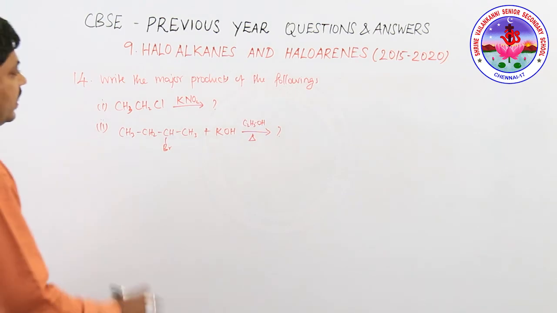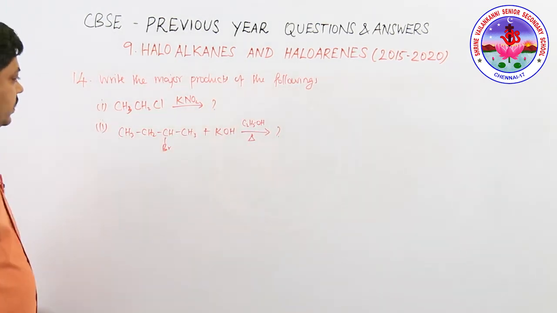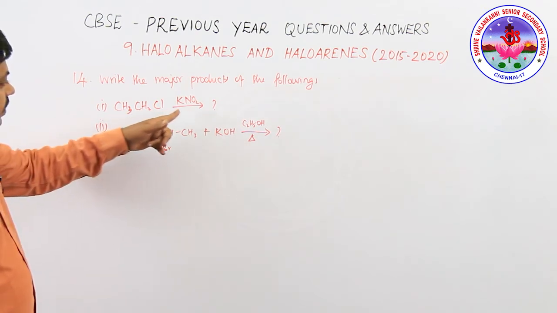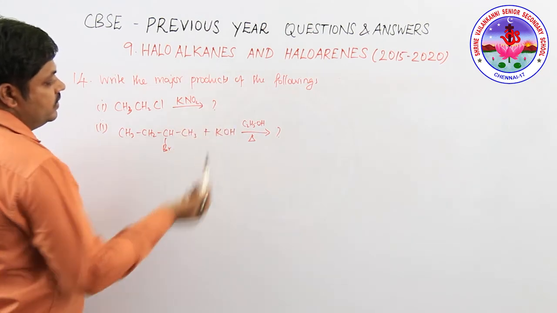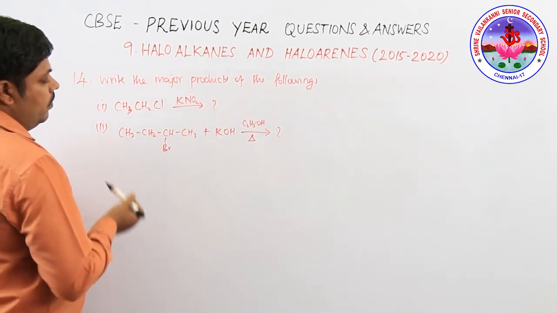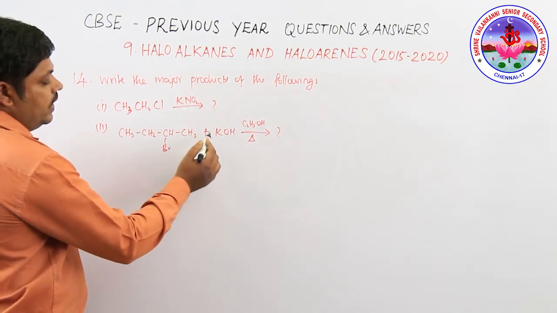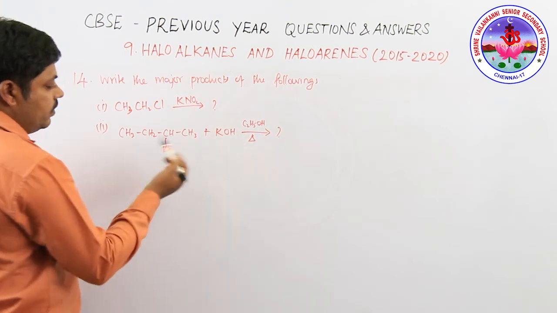Next is the product identification type question. Write the major products of the following reactions. The first one, chloroethane treated with potassium nitrite. What is the product? The second one, 2-bromo-butane reacts with potassium hydroxide in the presence of ethanol on heating. What does it give?